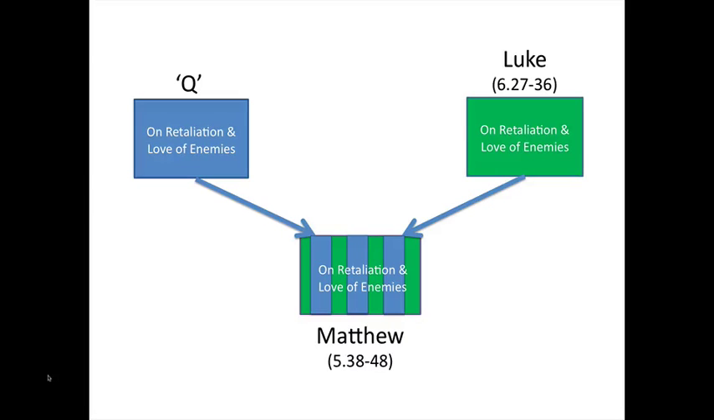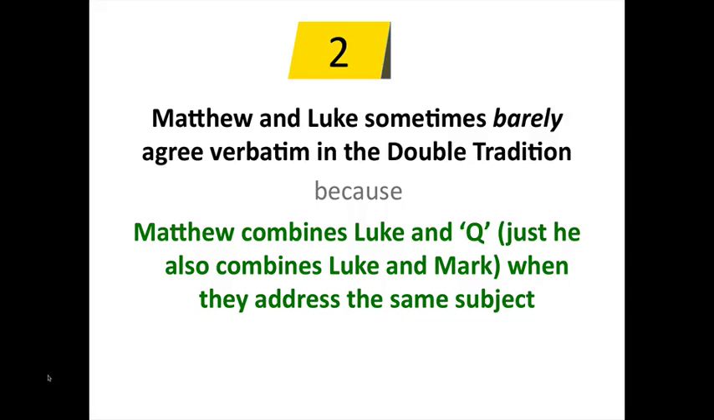The same is possible in the double tradition, that the reason why Matthew is rather unlike Luke's account of On Retaliation and Love of Enemies is that he knows another version of these same sayings, and he's trying to conflate the two together, and that's what draws him away from Luke. So sometimes Matthew and Luke barely agree verbatim in the double tradition, and the Matthew Conflator hypothesis proposes that this is because Matthew combines Luke and Q, just as he also combines Luke and Mark when they address the same subject.